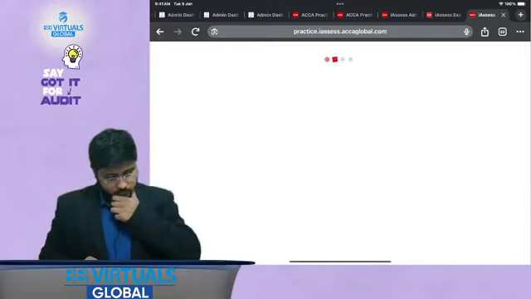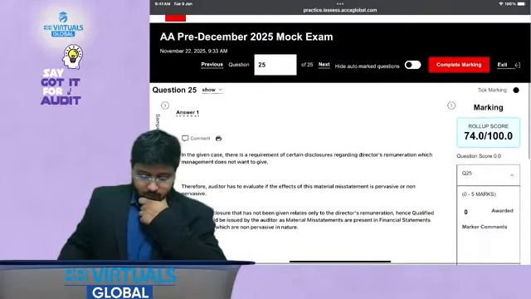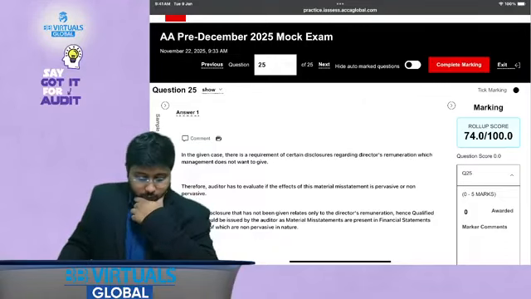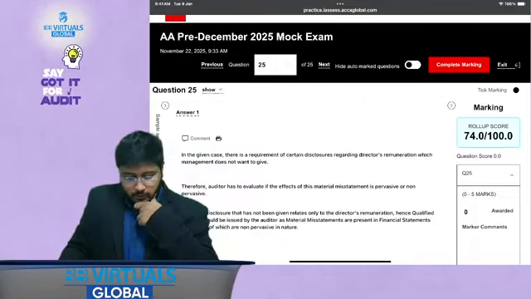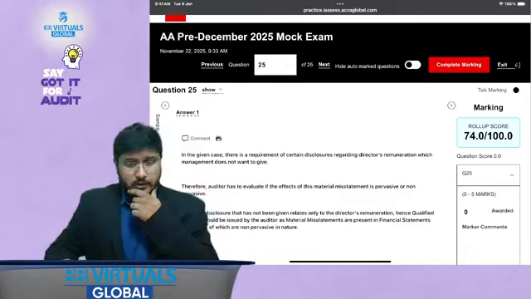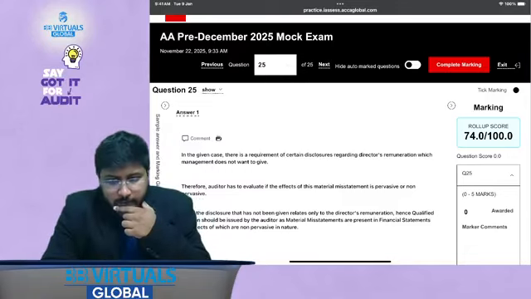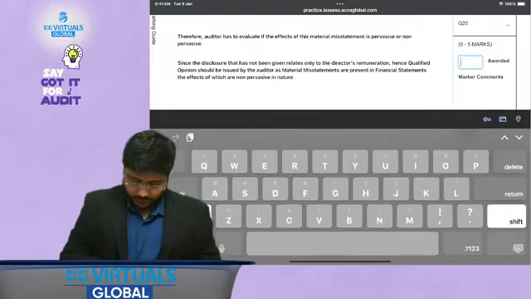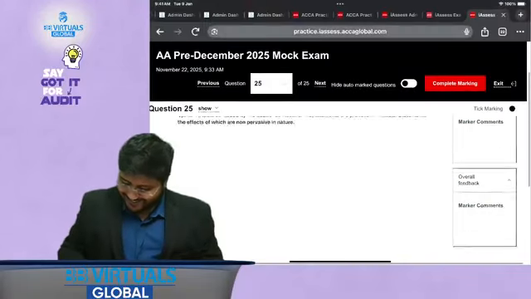Last one is, in the given case there is a requirement of certain disclosures regarding directors' remuneration which management does not want to give. Therefore, the auditor has to evaluate if the effect of this material misstatement is pervasive or non-pervasive. Since the disclosure relates only to directors' remuneration, a qualified opinion should be issued. This would be almost the same. So for this I deserve at least 3 marks, my friends.